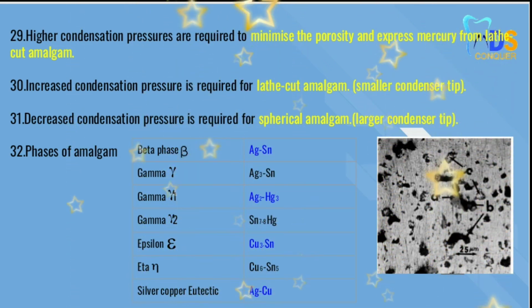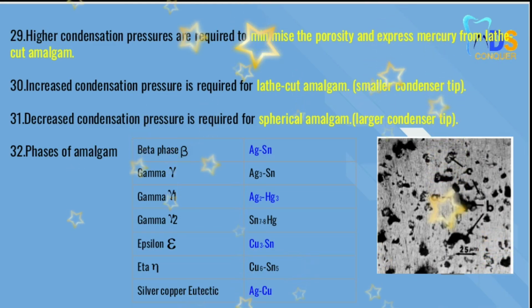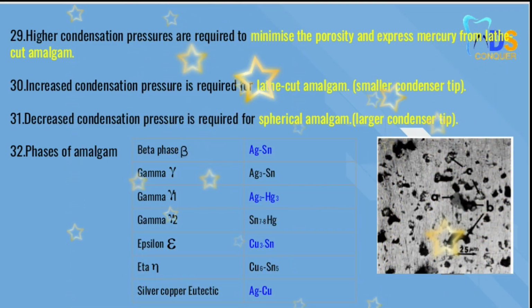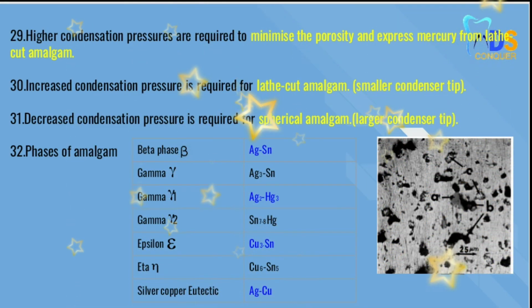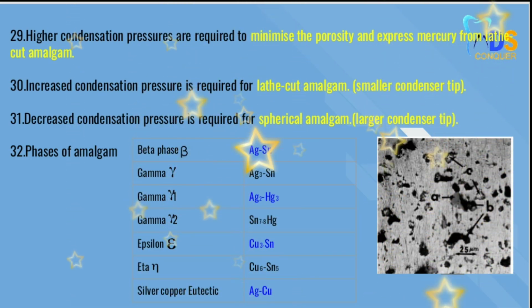Point number 31, decreased condensation pressure is required for a spherical amalgam. For this, larger condenser tip is used.